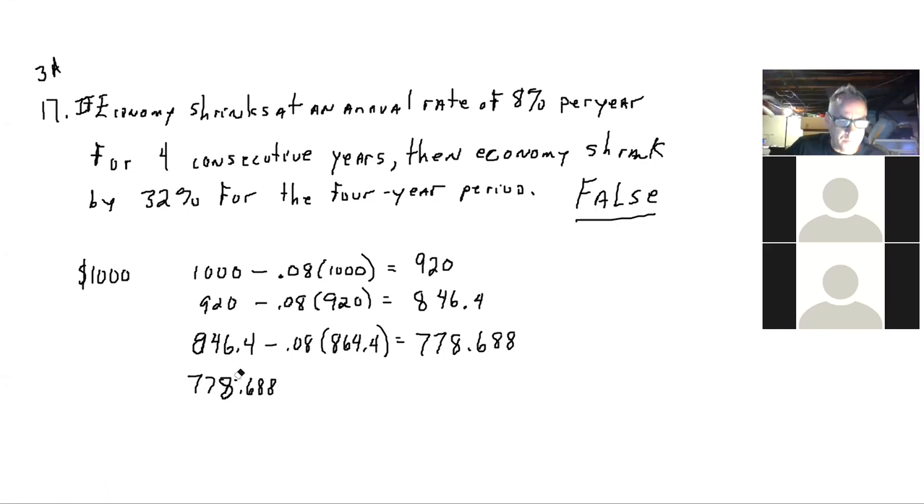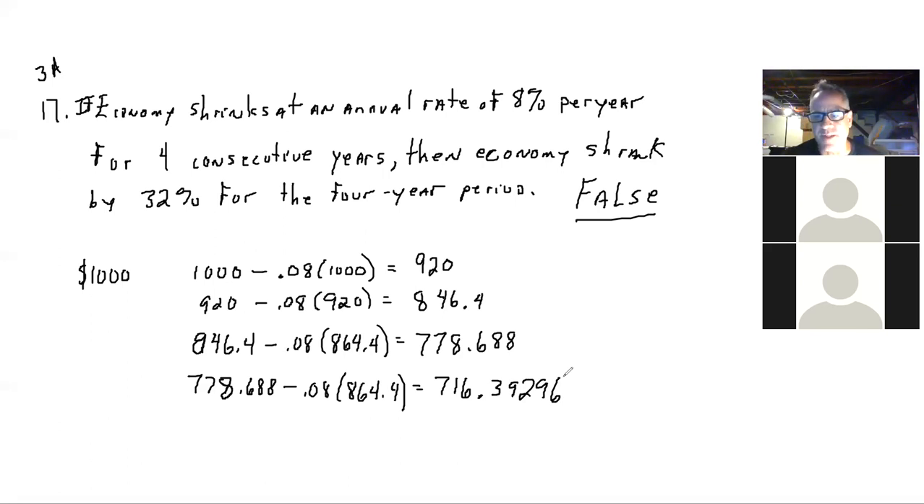Got a little errant mark there. We'll get rid of that. Minus 0.08 times 864.4. And that comes out to 716.39296. Now, we're dealing with dollars, so we round to the hundredths place. But I'm going to leave the 5 decimal places there before I get to my final answer. But this is where we would be after 4 years.